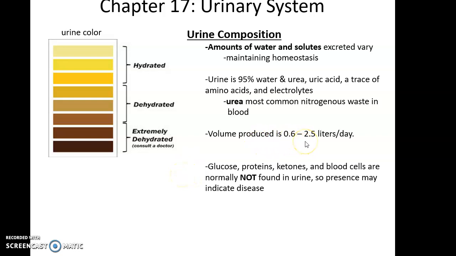Overall volume of urine produced should be somewhere between 0.6 and 2.5 liters per day. Much, much less than the starting 180 liters of filtrate that are produced per day. And things that you should not find in urine: glucose, proteins, ketones, blood cells. So if they're present, that can be a problem.